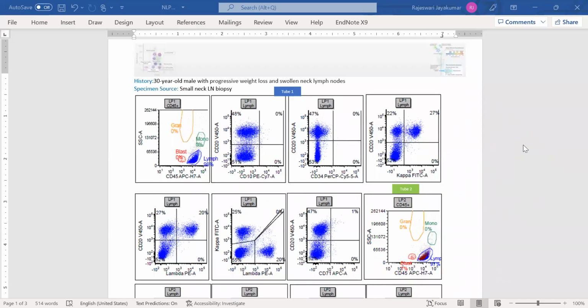Hello everyone, we are now going to go over the lymph node biopsy flow cytometry plots from a 30-year-old man who presented with progressive weight loss and swollen neck lymph nodes. Let's start with CD45 versus side scatter.